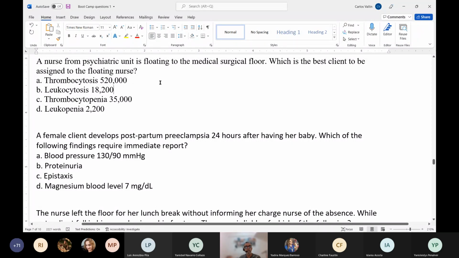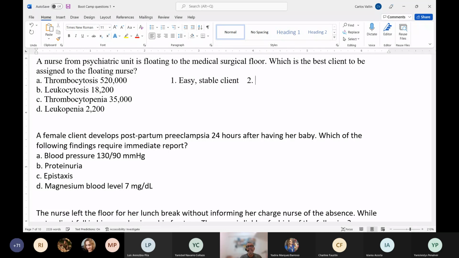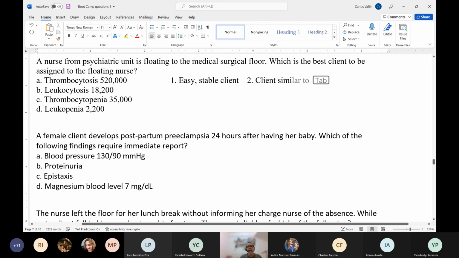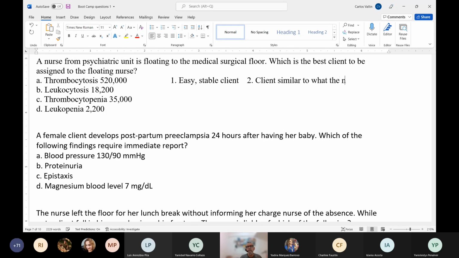The two rules that you always need to follow when assigning clients to a floating nurse are: One, find an easy, stable client. And two, a client that has similarity, that is similar to what the nurse is used to do.